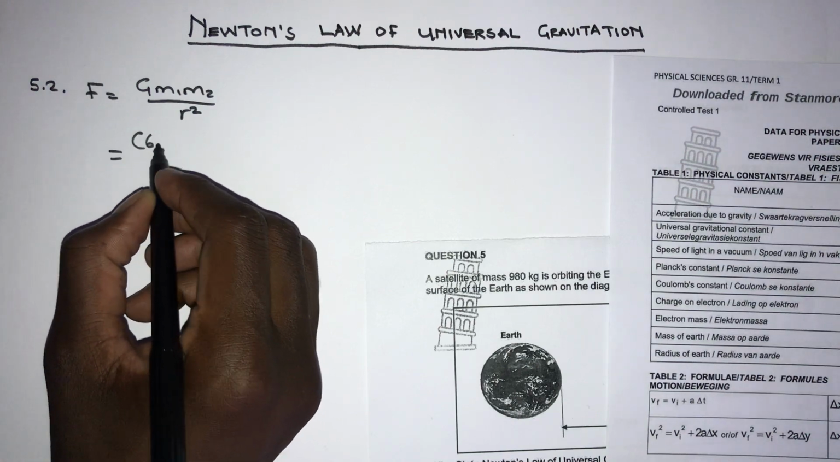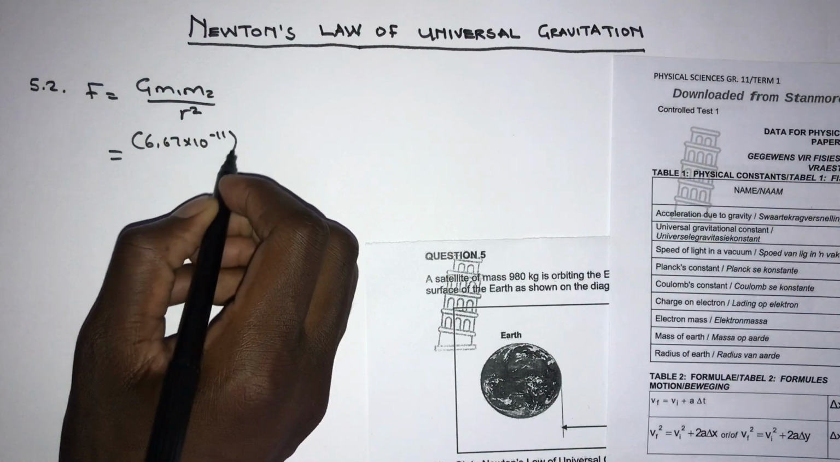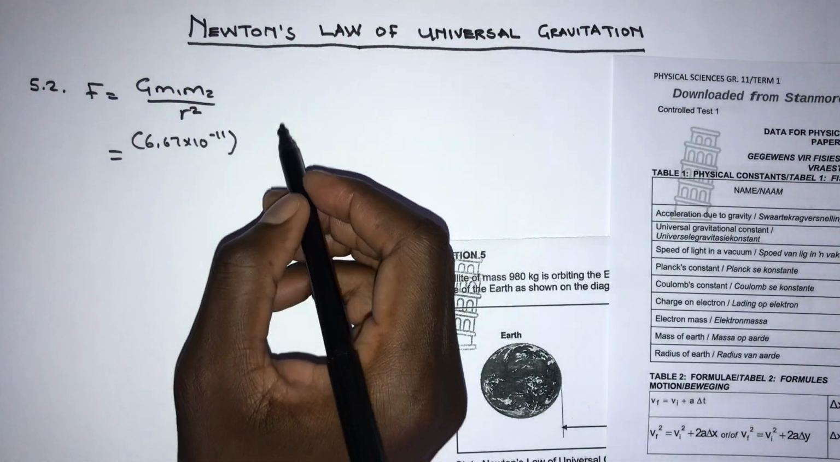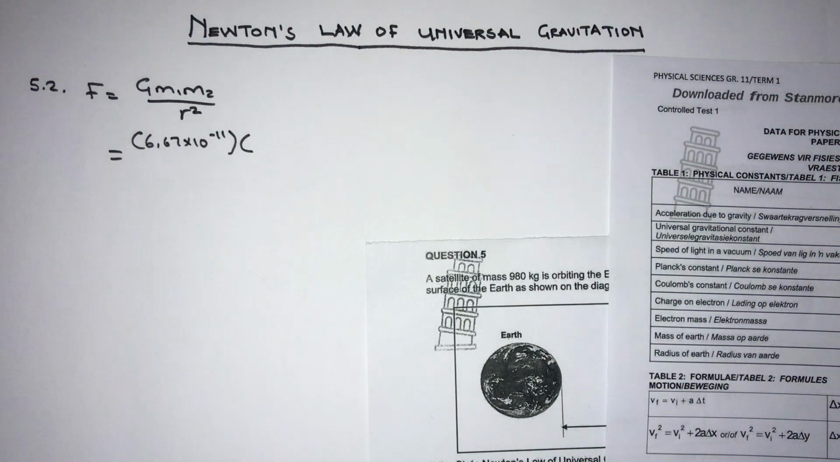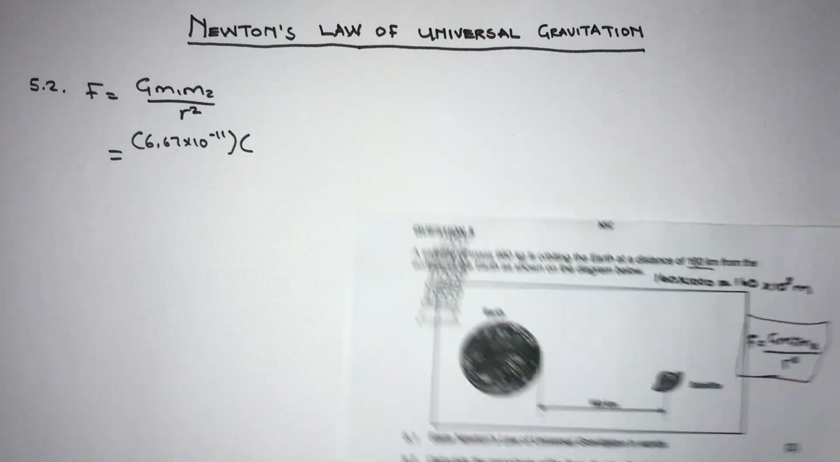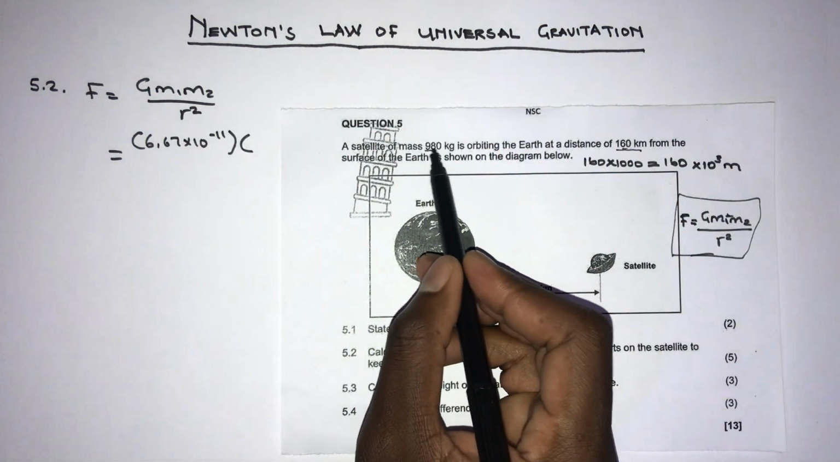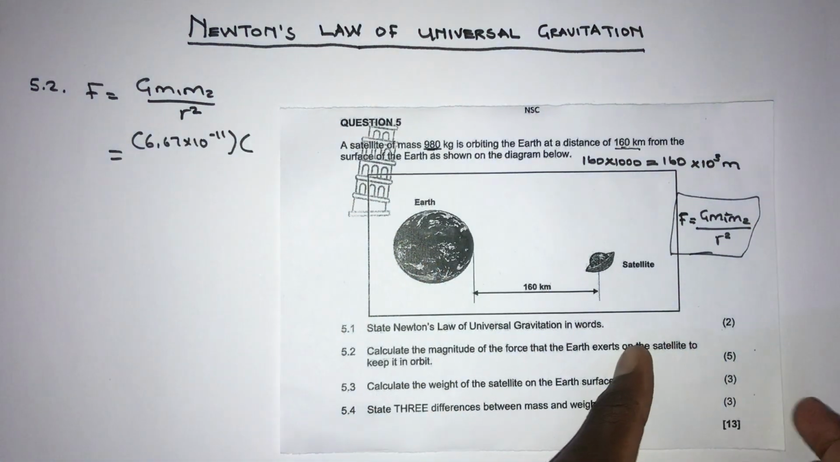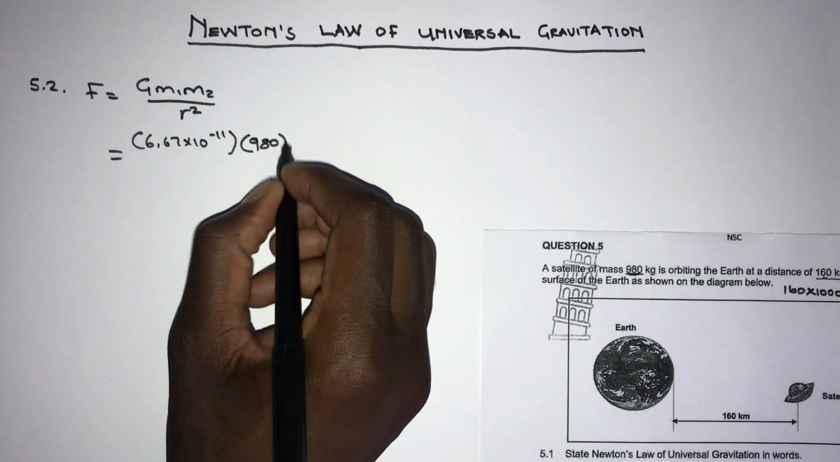G, 6.67 times 10 to the negative 11. Close the bracket, and then we open the bracket for m1. Let's say that is our satellite. So now, what is the mass of the satellite? The mass of the satellite, they said, is 980 kg. So we go straight 980 kg.